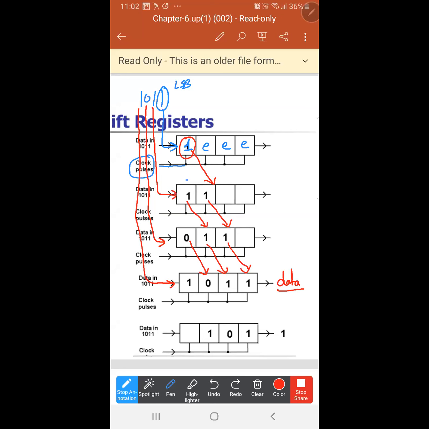I have this data, and this data is only 4-bit. Now the data bits are finished, but I am giving the clock. As you know, it is a right shift register, so of course shifting will occur. But because I'm not giving any data digit now, this one will shift here, this 0 will shift here, this one will shift here, and this one will go out.